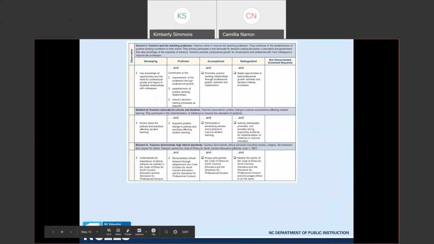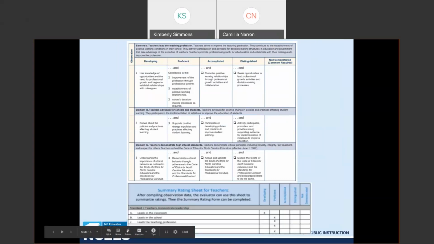Now I'm going to let you determine what the ratings would be on 1C, D, and E. You can just jot it down. Hopefully it's pretty easy for you to figure out. If you said proficient, you were correct.